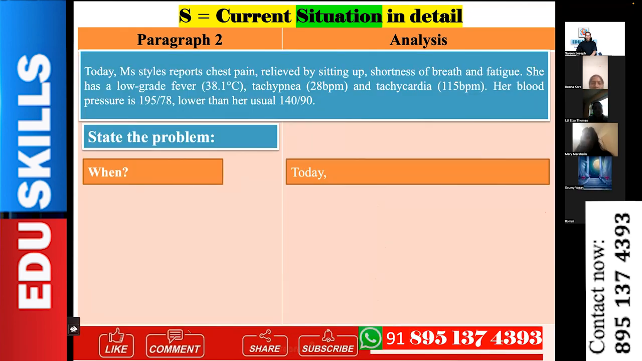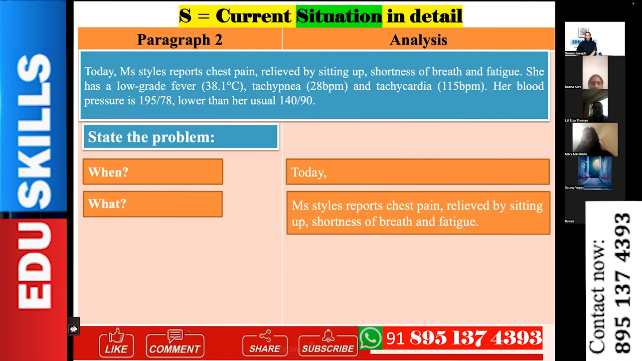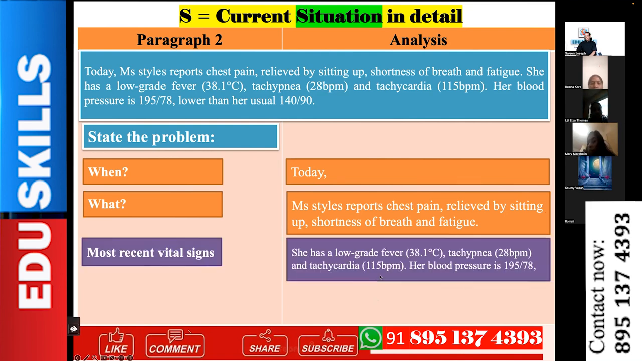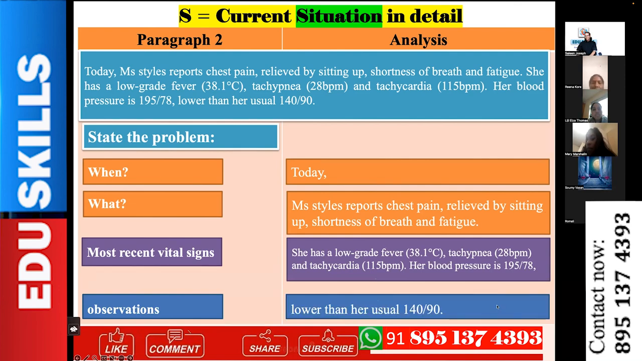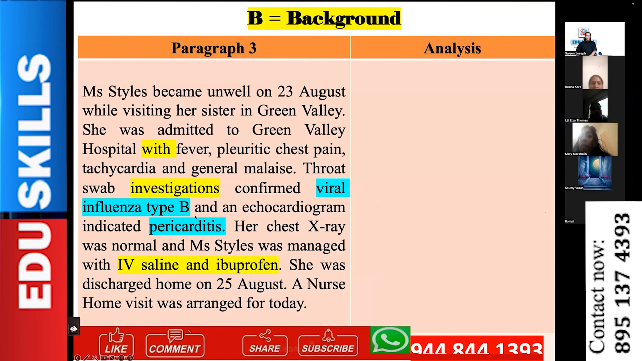Now, state the problem. When? Today. I'm showing you the same assessment. What happened? Ms. Styles reports chest pain relieved by sitting up, shortness of breath and fatigue. And most recent vital signs, 1, 2, 3, 4. And observation: lower than her usual BP, 125/78. That is a typing mistake again. It is repeated because I copied the same. Okay, paragraph 3. Hope you are following me, right? I'm just giving an idea.